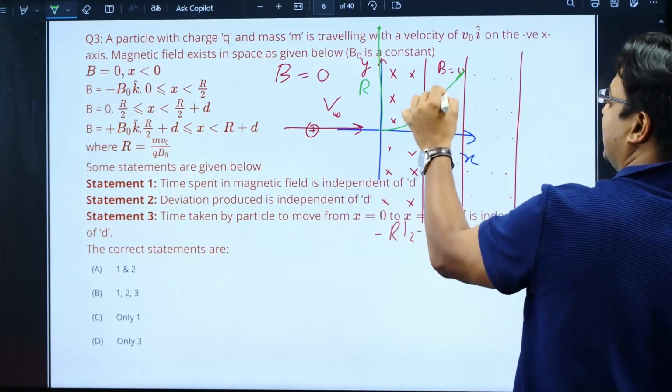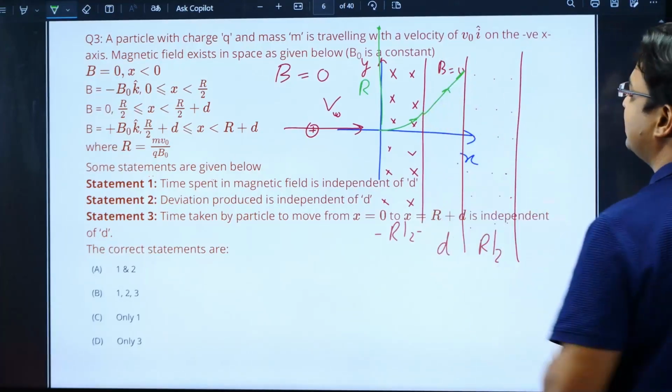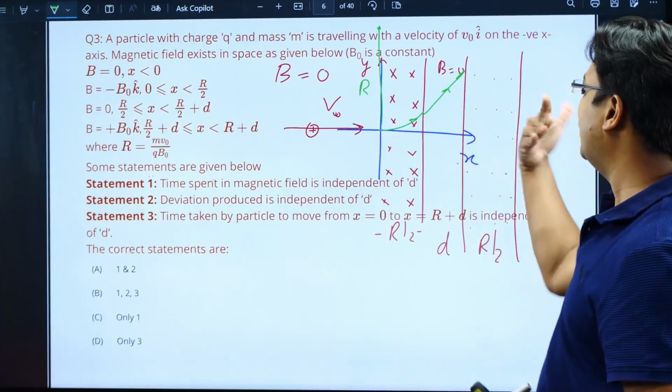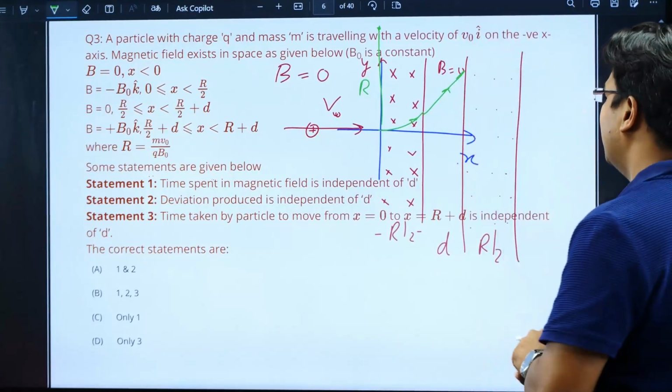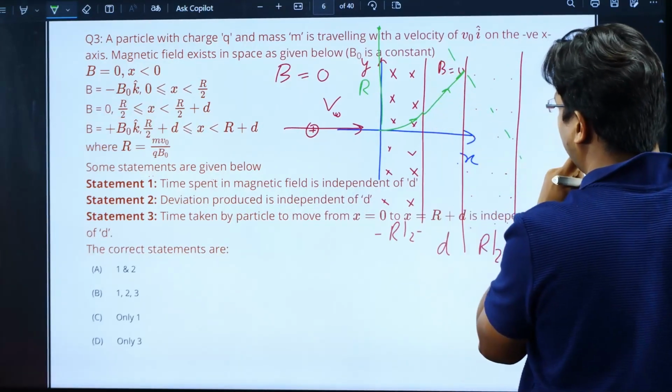Because there is no magnetic field, it will travel on a straight line. And then what happens when it enters this region? Now the magnetic field is outward, and the velocity is this. So the center of the circle will lie here, and the radius will be r.